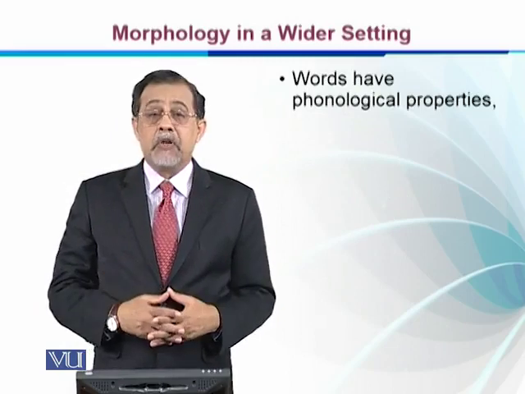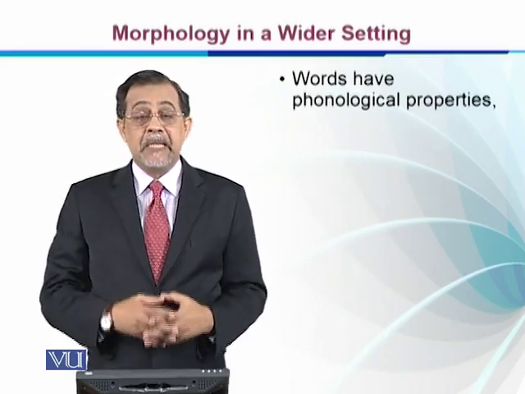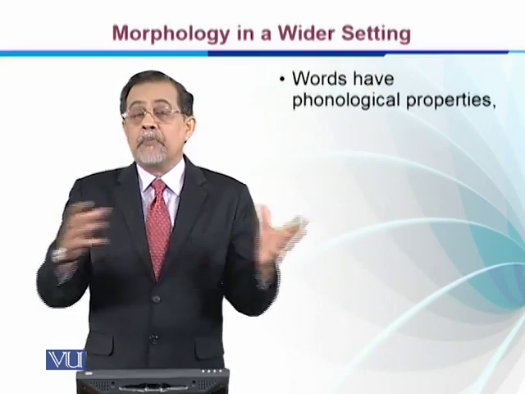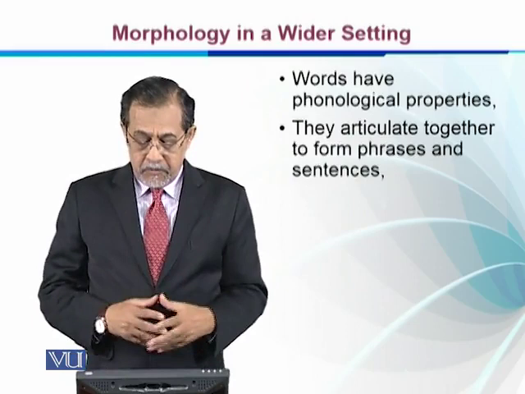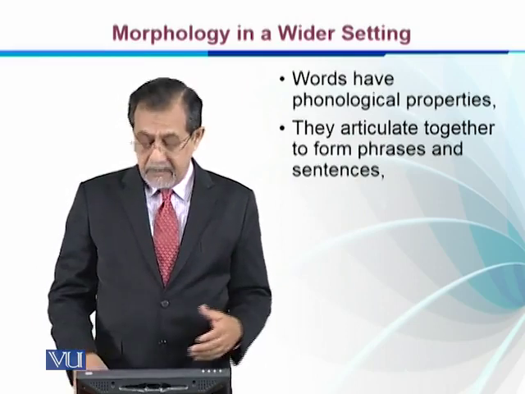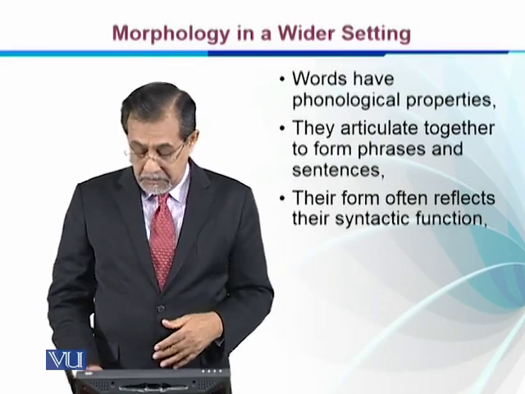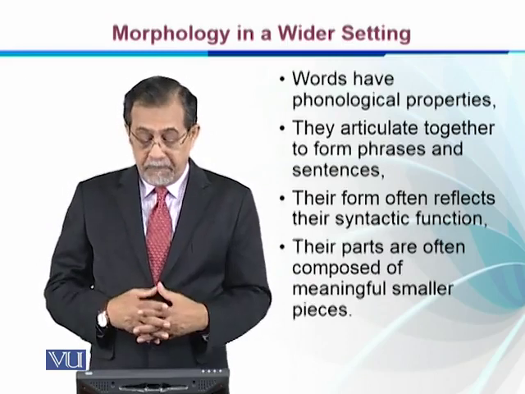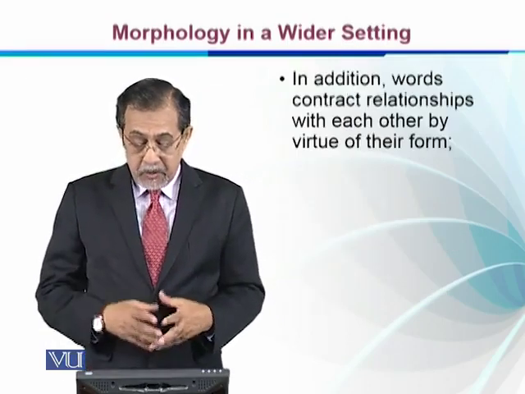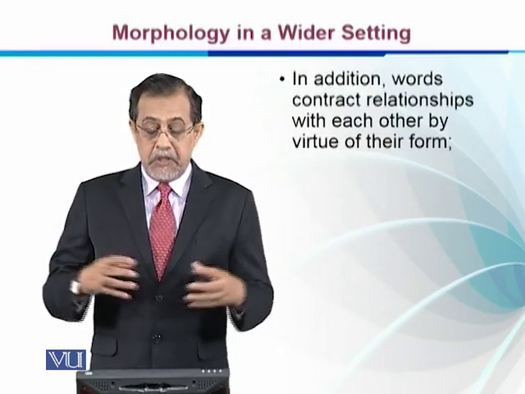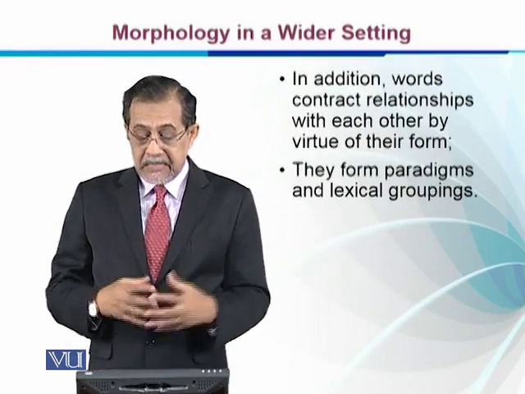Words have phonological properties, they have grammatical properties as well, and they have semantic properties as well. So it is actually the word that opens up the door for phonology, for semantics, and for grammar. So they articulate together to form phrases and sentences. Their form often reflects their syntactic and other functions. Their parts are often composed of meaningful smaller pieces, right? We have seen it in detail. In addition, words contract relationships with each other by virtue of their forms. They form paradigms and lexical groupings.